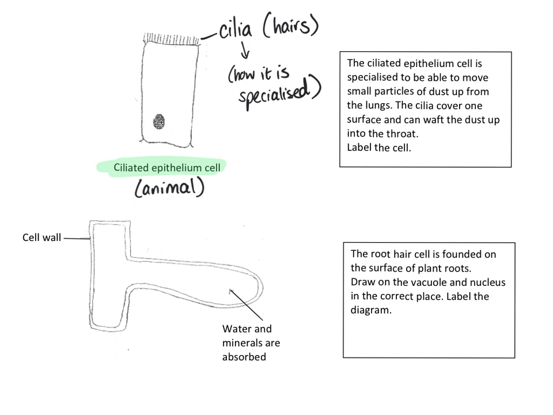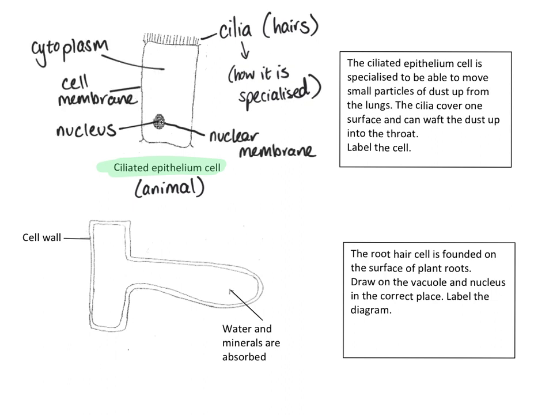You're told in the box to label the cell, so try and label as much of it as you can. What structures can you see in this cell? So think about what is in an animal cell and see if you can label it. Maybe pause the video and give that a go yourself. So the four main parts of an animal cell are the nucleus, the cell membrane, the cytoplasm, and the nuclear membrane, which goes around the nucleus. Remember that that's called a nuclear membrane, not a nucleus membrane, which a lot of you wrote in your little quiz last week.